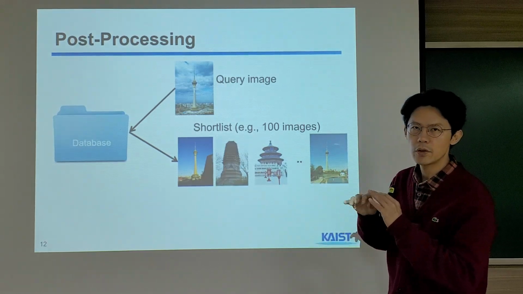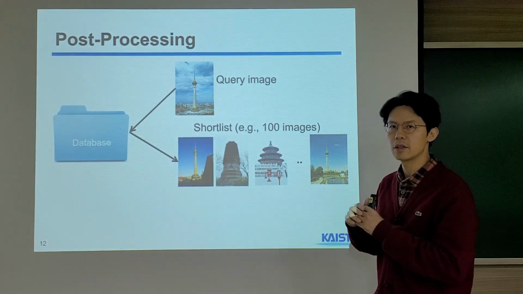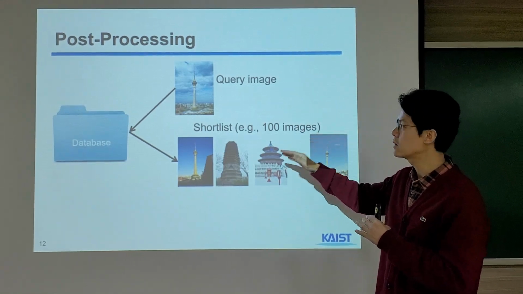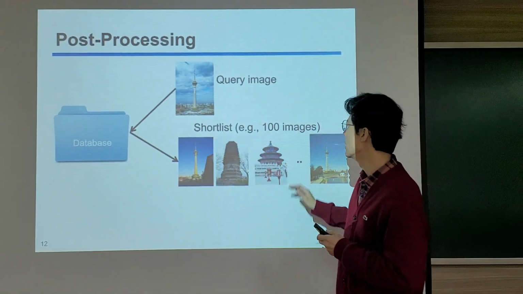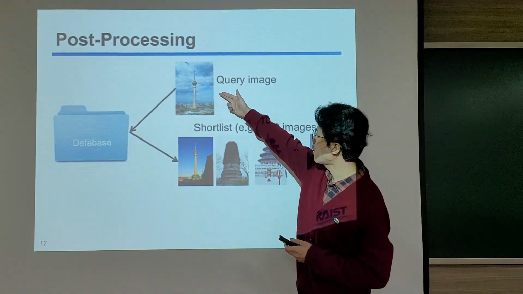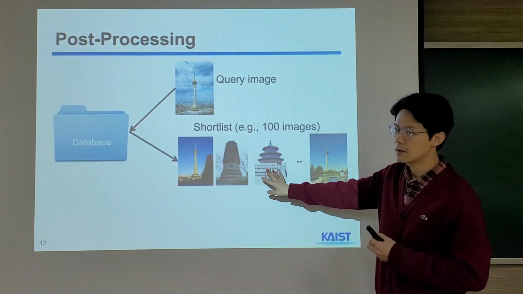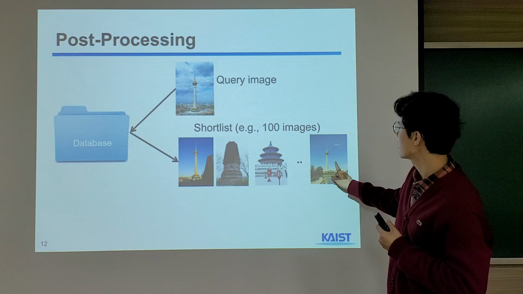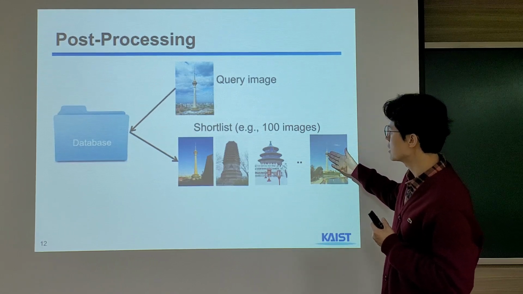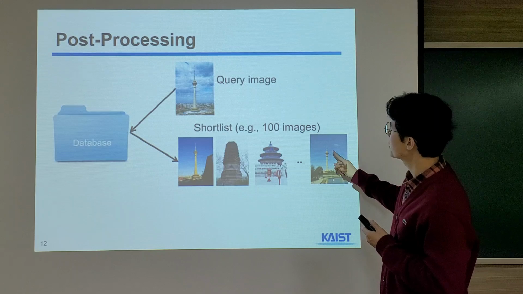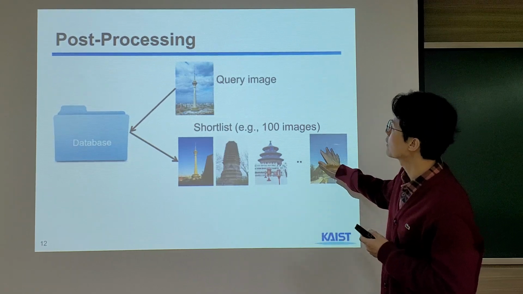So if you type some text in Google search, then Google provides some top images, right? This is called the short list. In this case, given this query image, the top one is very similar, but the others are not that similar. But there is another image, a late image in the short list appearing here, which also looks very similar to the query.